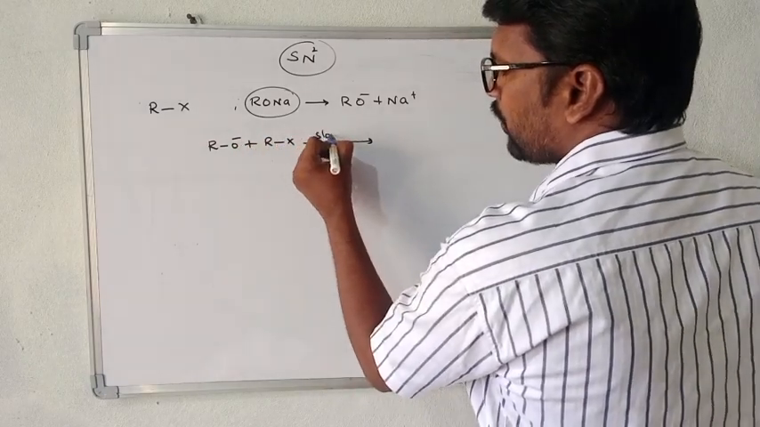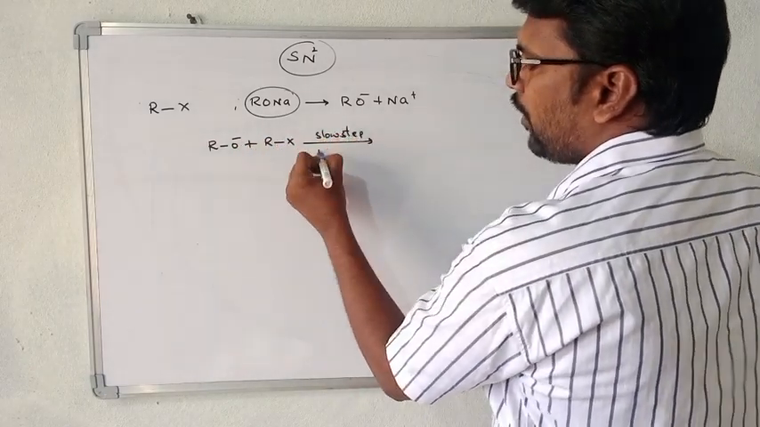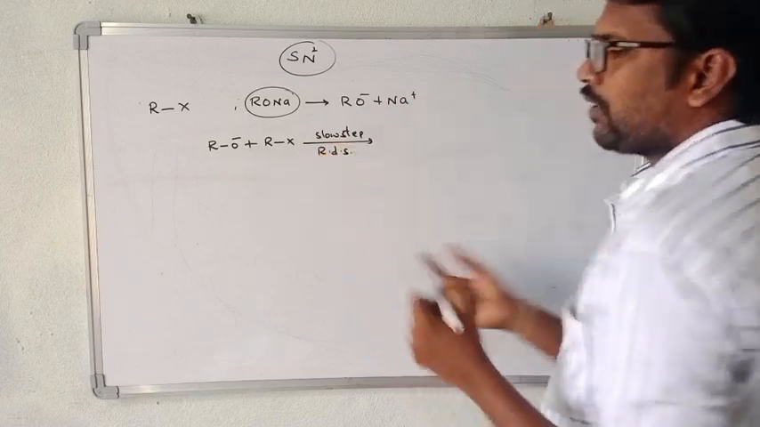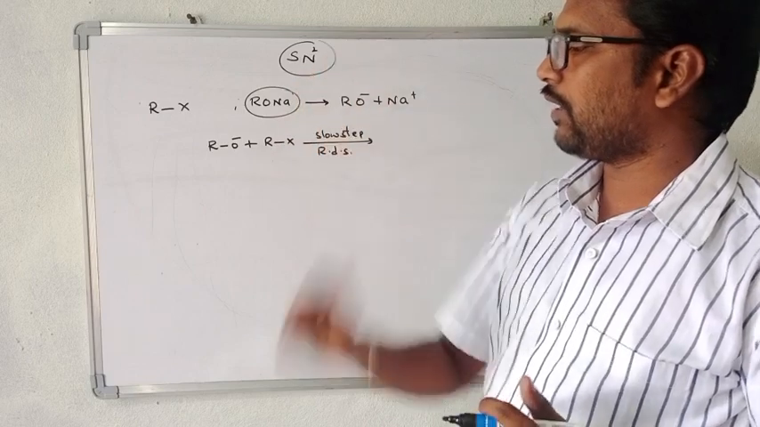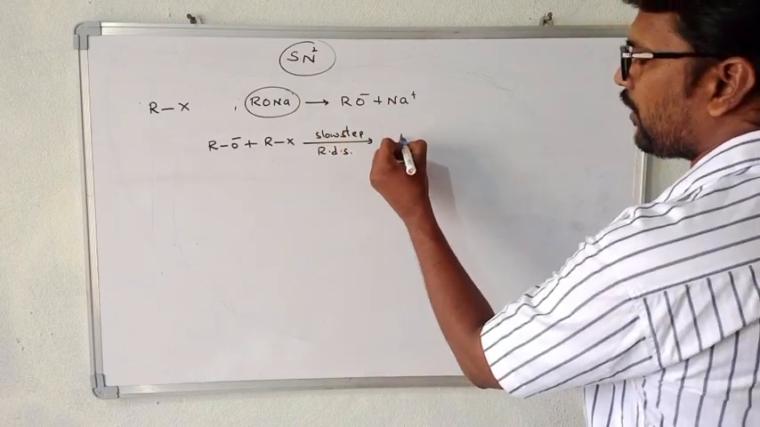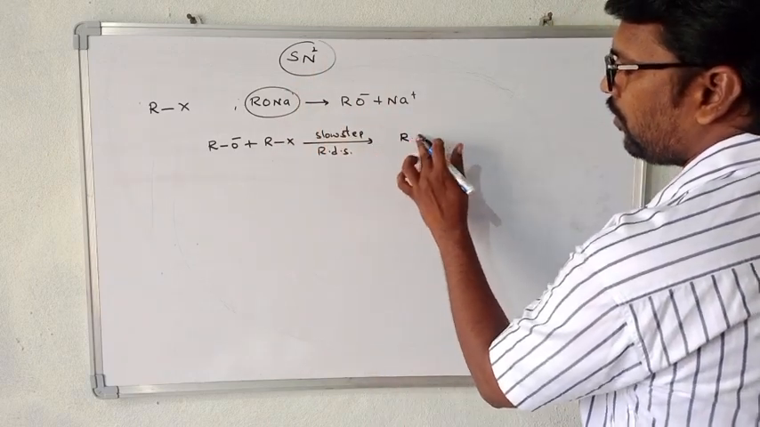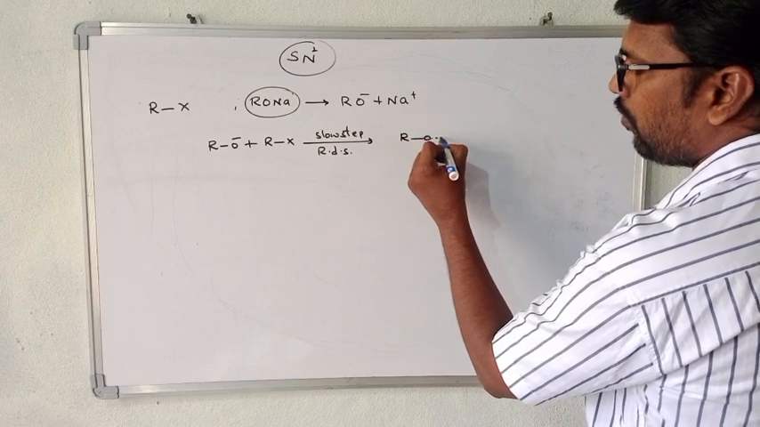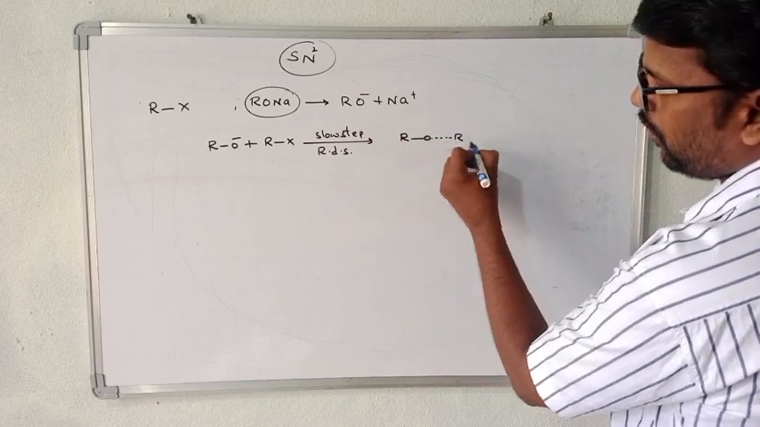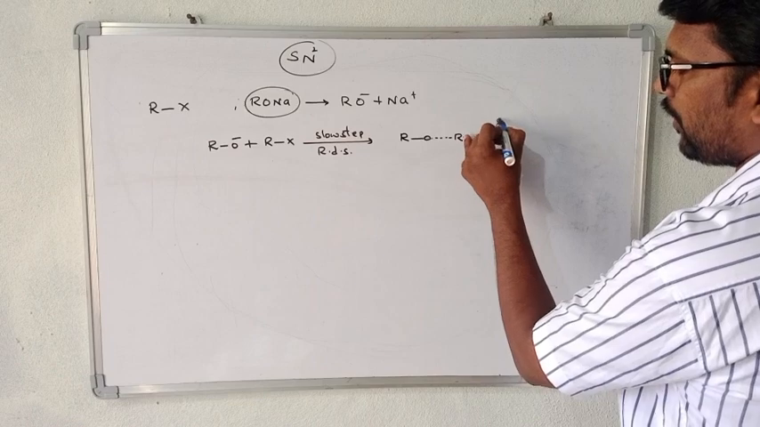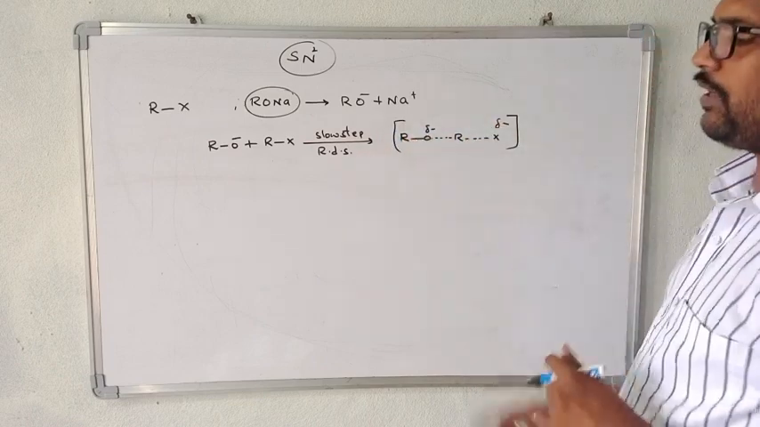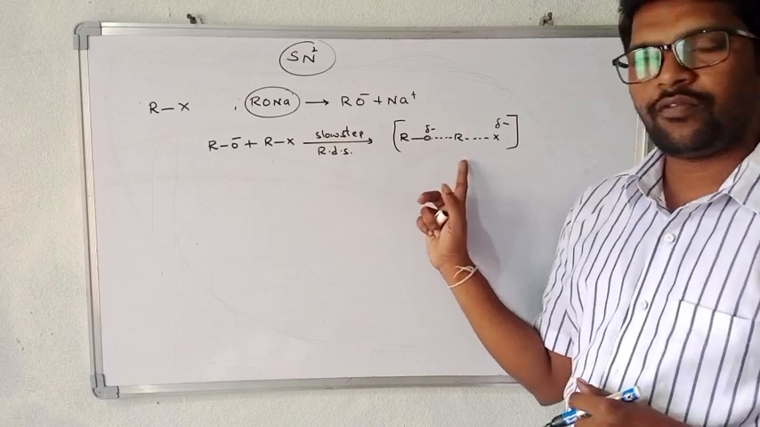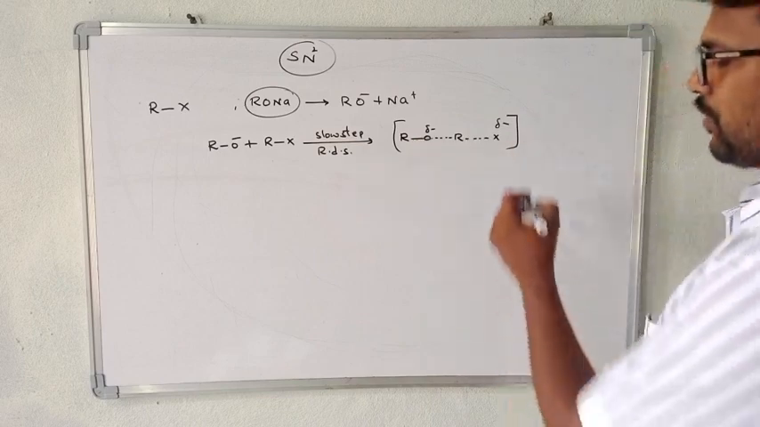It is a slow step, which means it is the rate determining step. Here two reactants are involved in the rate determining step. That's why molecularity can be taken as 2. At the same time, RO minus attacks R, and on the other side X is eliminated. An intermediate is present, where the attack of the RO group and the leaving of the X group take place at the same time.